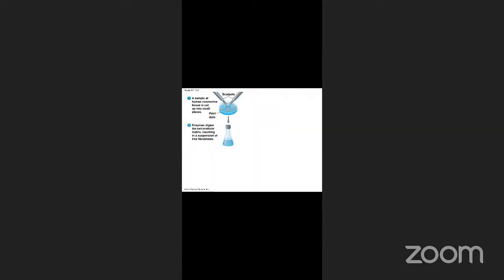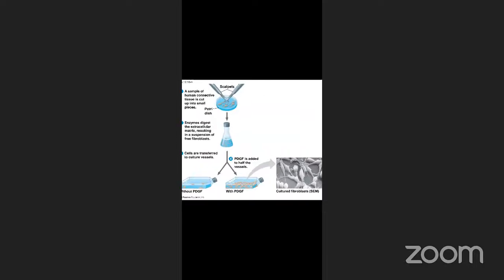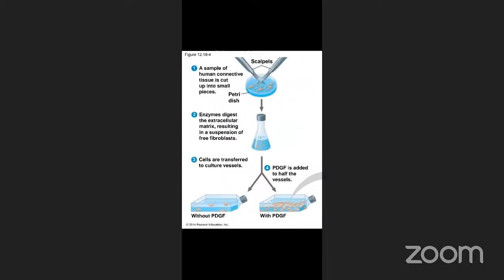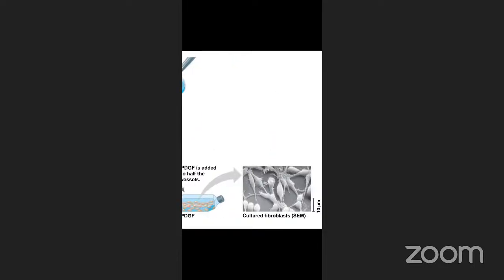Then when you culture it, and if you add platelet derived growth factor to that, you can see how it looks. In the cell plate without platelet derived growth factor, the growth of the fibroblasts is very little, whereas in the presence of PDGF, you can see increased growth. Okay, more growth is seen. This is the same image of the cultured fibroblasts, how they look.